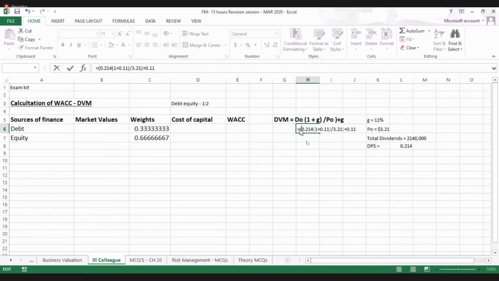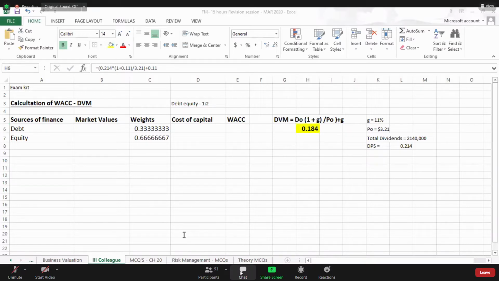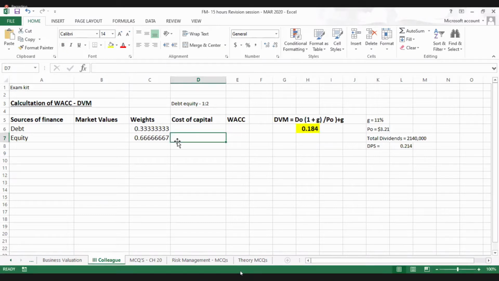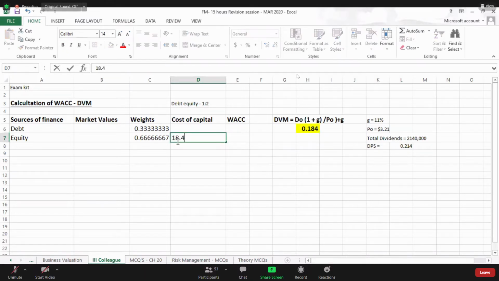What's the answer? Around 18.4%. Is this clear, everyone? Did everybody get this? Yes or no? Yes, ma'am. Okay, perfect. So your cost of equity is 18.4%.